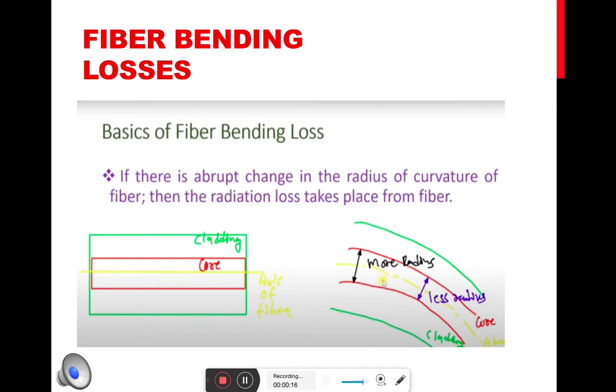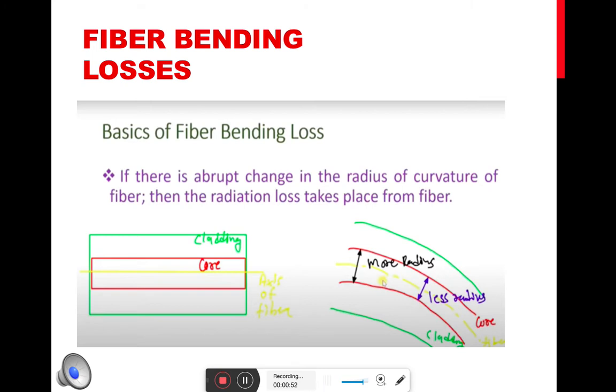Fiber bending, as the word says, means that if there is any bending of the fiber, there can be some losses. As you can see in the figure, there is a normal fiber and a bent fiber. When the fiber is bent, there is a change in core radius. So there will be some part of the optical fiber with more radius and some part with less radius because of the change in shape of the optical fiber caused by the bending.